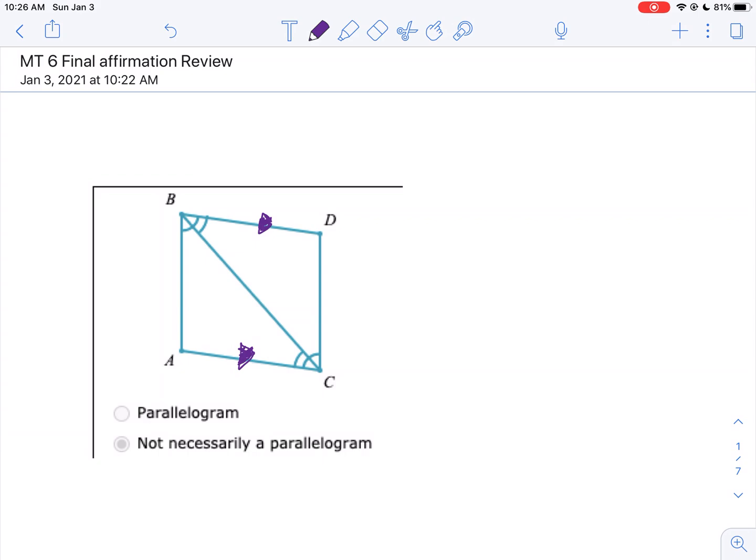Now we're told angle DBA is congruent to DCA, the entire angle, the big angles. Well, we already know the other pair of angles. So what does that tell us? Well, that tells us that angle CBA, this angle right here, is congruent to angle DCB, this angle right here, by the angle addition property. And therefore, we know these two sets of sides are parallel. So that makes this shape a parallelogram.